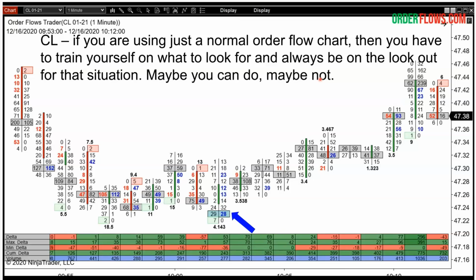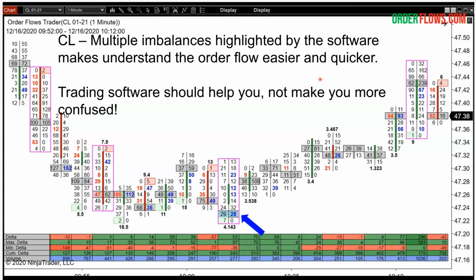And then you see, again, if you have trained yourself to look for it, maybe you could pick it up in real time when you're looking at 4 or 5 other markets and doing other things, answering emails or whatever, when you're trading. Maybe not. Maybe you can. But if you have a software that says, hey, you've got multiple imbalances appearing here, after this 40-cent move down, all of a sudden you've got multiple buying imbalances. Hey, that's probably a trade you might want to take.